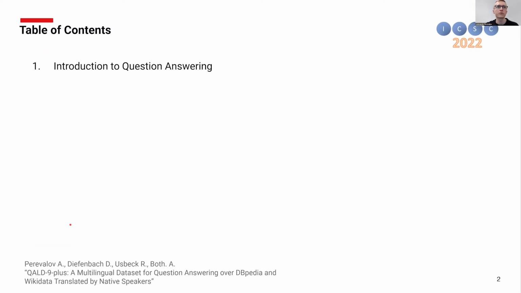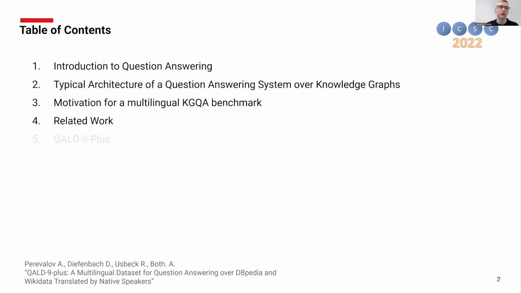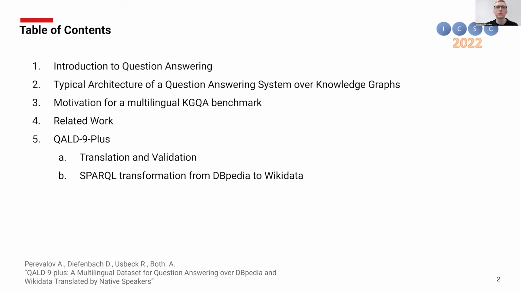So, I will briefly introduce you to question answering. Thereafter, I will present a typical architecture of a question answering system over knowledge graphs. It will help us to understand the motivation for a multilingual KGQA benchmark, which is the main goal of this work. Thereafter, the related work will be demonstrated. And after that, we directly come to the main contribution of this work, the dataset QALD-9-plus. I will describe the translation and validation process, the process of SPARQL query transformation from DBpedia to Wikidata, and the overview of the dataset. Finally, we will consider the evaluation on QALD-9-plus.